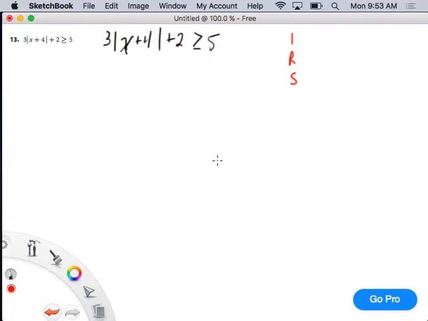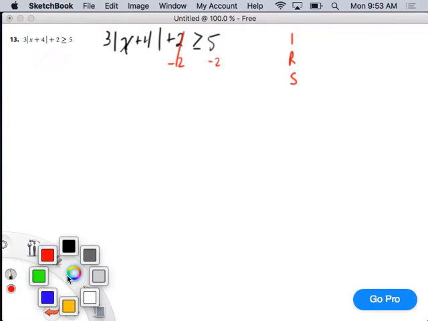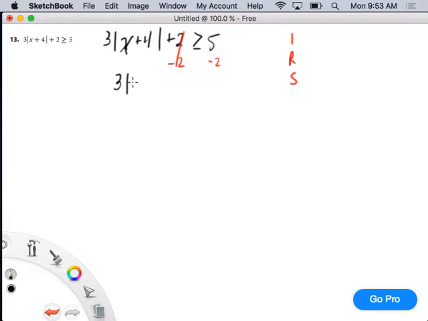Subtract 2. Good, good. Subtract 2 from both sides. So we end up with 3 times the absolute value of x plus 4 is greater than or equal to 3. Have I fully isolated it yet, class? No. Brendan, what do I do? No, just this. There's only 2 sides here. Okay. What do I do? Who can tell me? Mr. Evans. Good job. Yes. Divide by 3.